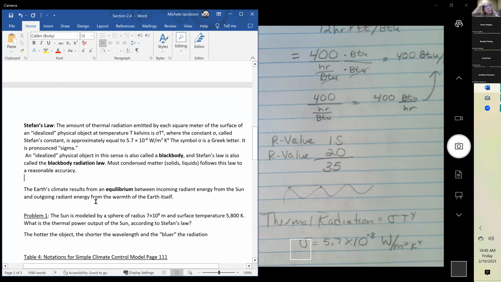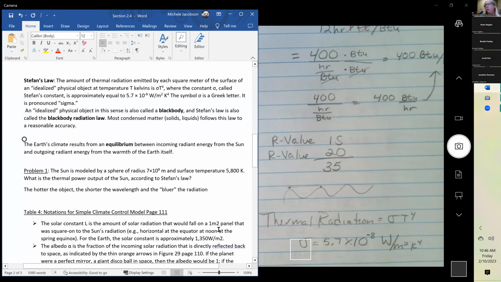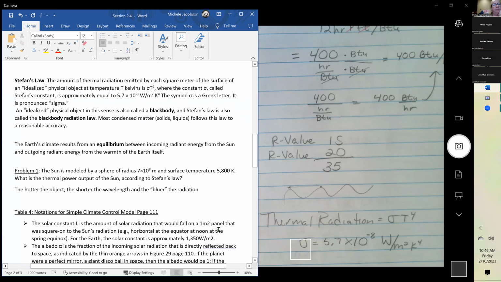The Earth's climate results from an equilibrium between incoming radiant energy from the sun and outgoing radiant energy from the warmth of the Earth. So we have heat coming from the sun and the warmth from the Earth. Time is it? We'll do this one problem. The sun is modeled by a sphere, and this is its radius, and surface temperature 5,800 kelvins. What is the thermal power output of the sun according to Stefan's law?